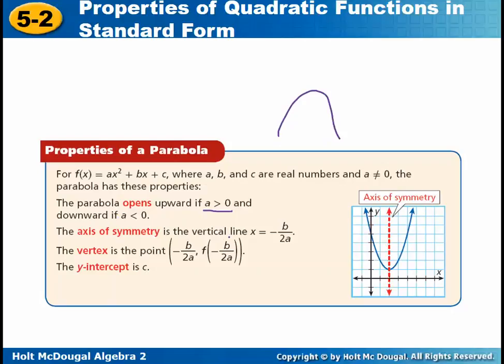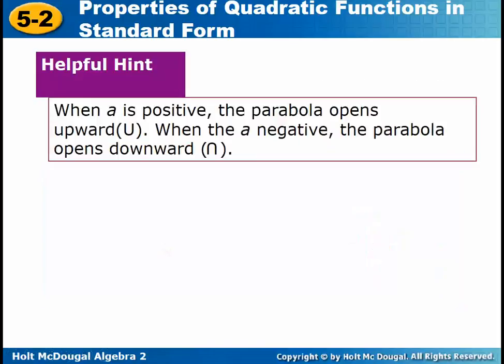The axis of symmetry is the vertical line x equals negative b over 2a. Here's the vertex. The x-coordinate is the same as the second part of the axis of symmetry, because we know they're the same. To find the y-coordinate of the vertex, you need to take your answer and plug it back into the equation. There's no shortcut for that. And the y-intercept is just c. And we already talked about that.